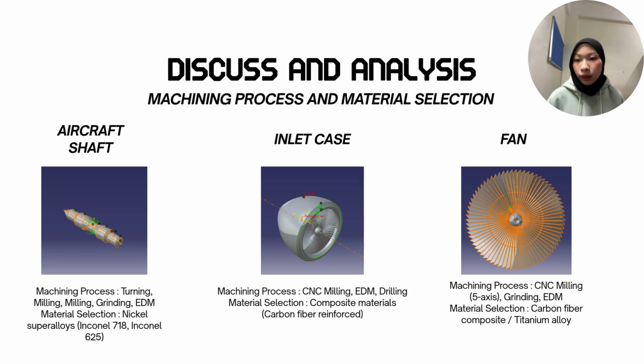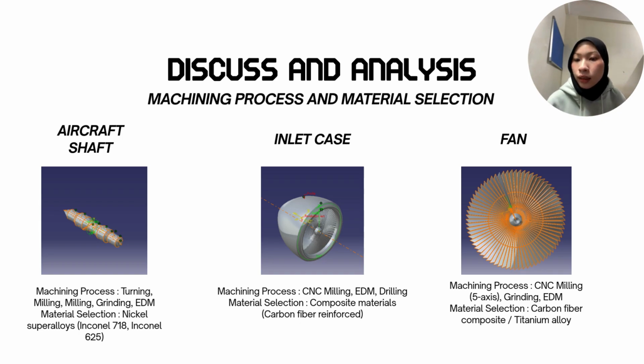So for this part, I will explain the machining process and material selection. For the shaft, the machining processes are milling, grinding, and EDM. For material selection, we use nickel superalloys, Inconel 718 and Inconel 625.